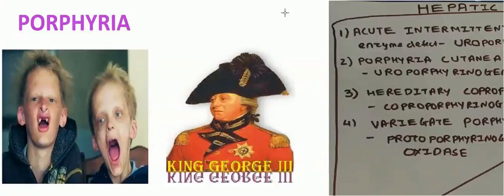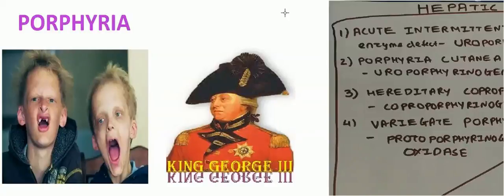So the topic is porphyria. King George III of the British rule was suffering from porphyria. He was passing red colored urine and was having neuropsychiatric symptoms, so he was called the Mad King. And it is said that if King George III was not suffering from porphyria, the history would have been different in the American independence.